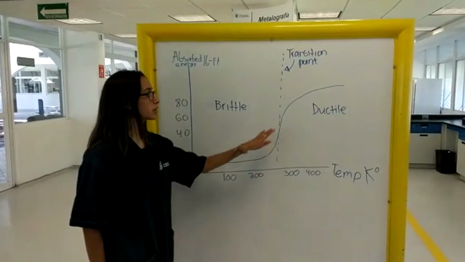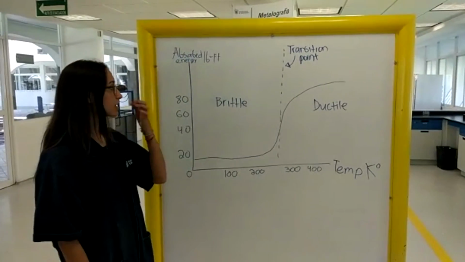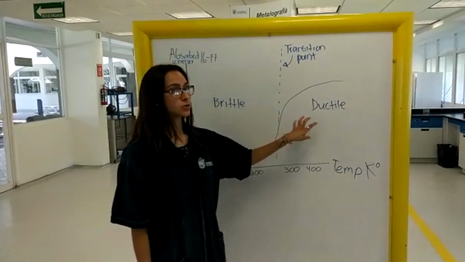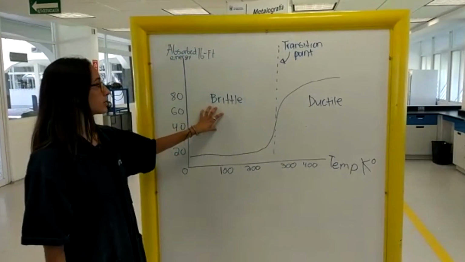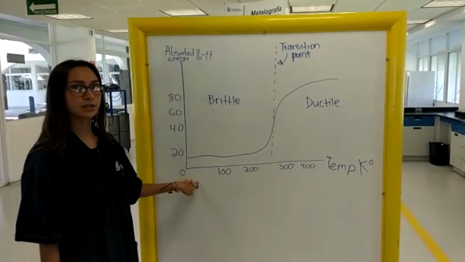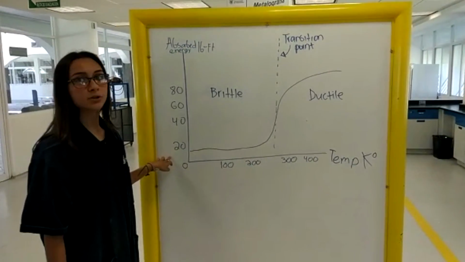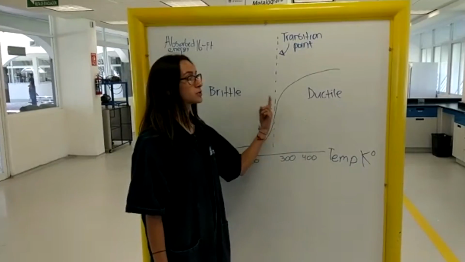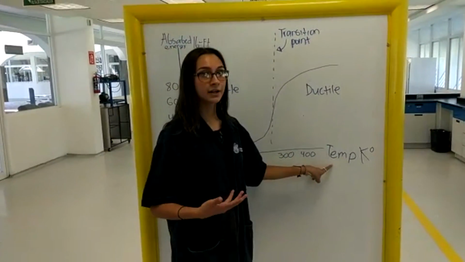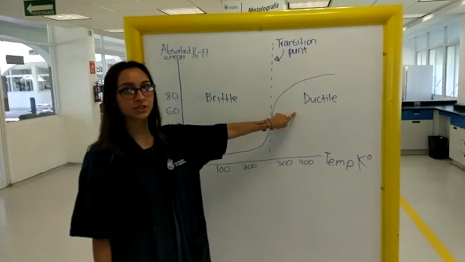The transition point in a material is when a material goes from brittle to ductile. When it's brittle, it's because at lower temperature it absorbs less energy. And when it goes to ductile, it's when the temperature is higher and it absorbs more energy. The impact test also taught me that the temperature of a material is very important at the moment you want to do the test, and also at the moment you want to manufacture with that material.